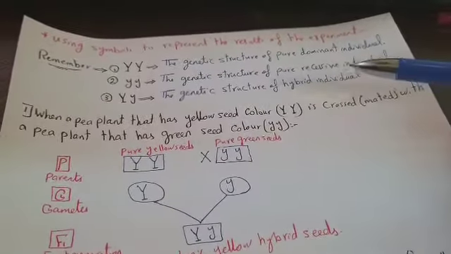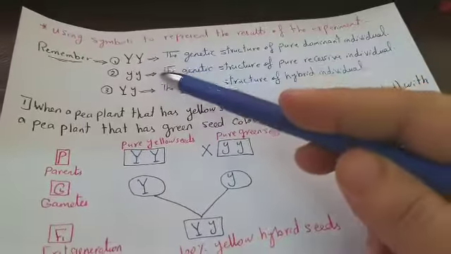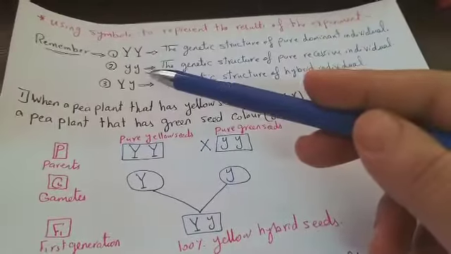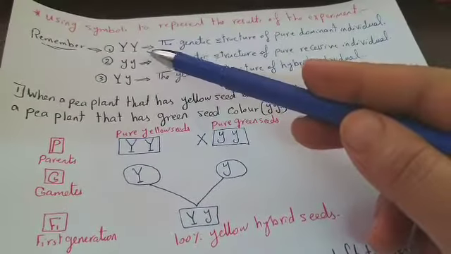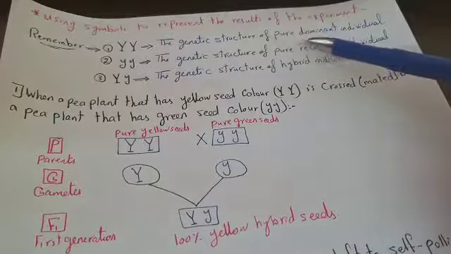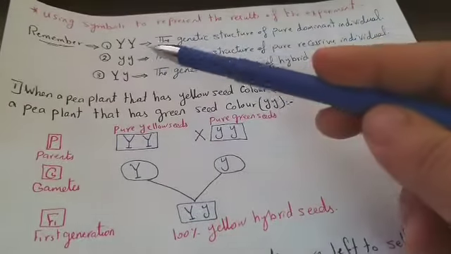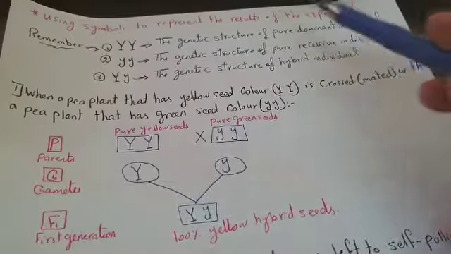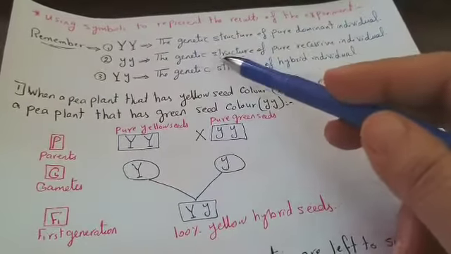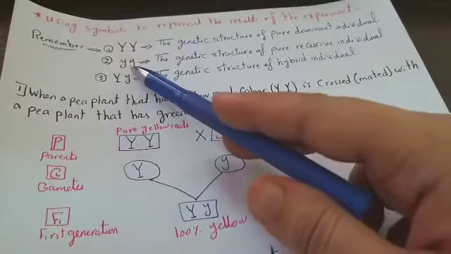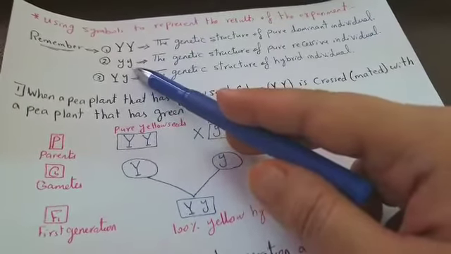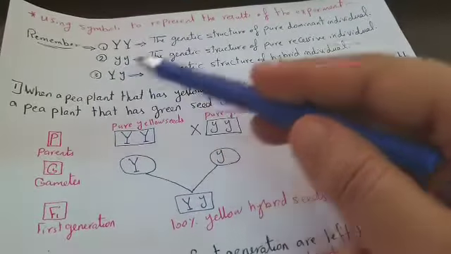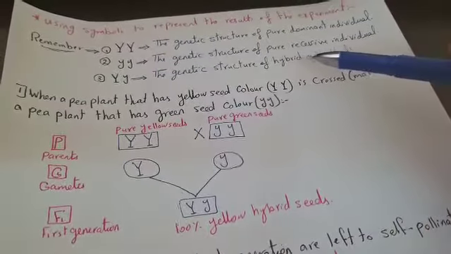Okay, to understand this more, we will use symbols to represent the results of the experiment. But we want to remember that Y capital is the genetic structure of a pure dominant individual. Y small is also a pure individual but recessive, not dominant. This is the genetic structure. What is the meaning of genetic structure? One gene comes from the father, the pollen grain, and the other gene comes from the mother, the ovum. And here we have Y capital, Y small, the genetic structure of a hybrid individual.